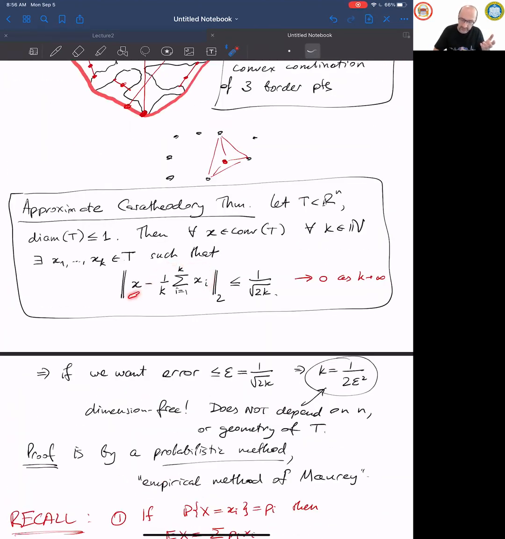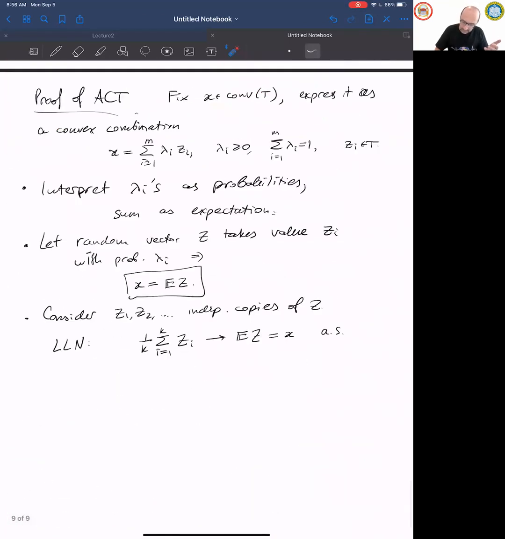We need to represent x as a convex combination of something from T. And this is x, approximately a convex combination of zi, and the zi are from T. So we almost win there, except that for now it is a qualitative statement, and we need a quantitative statement. We need the error, and not just a limit.